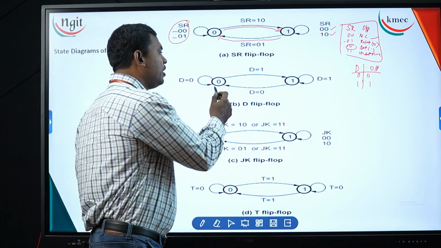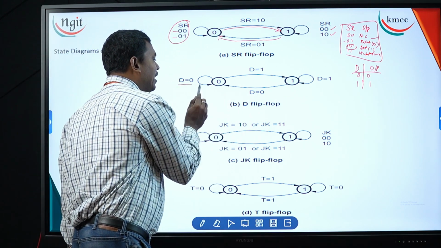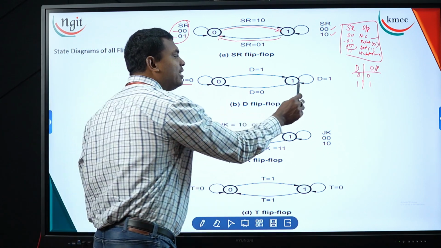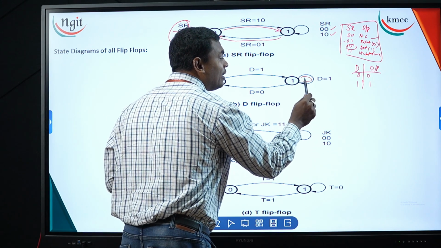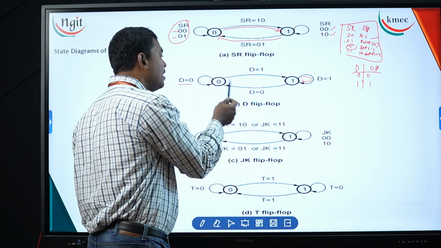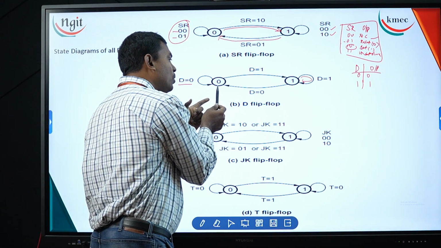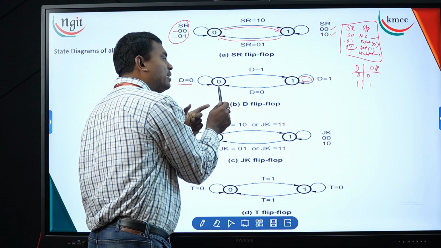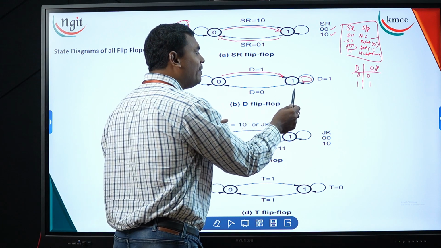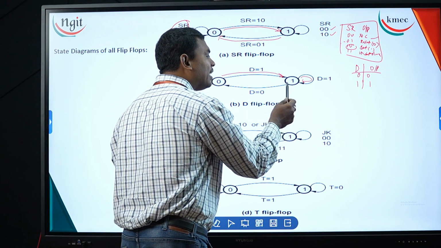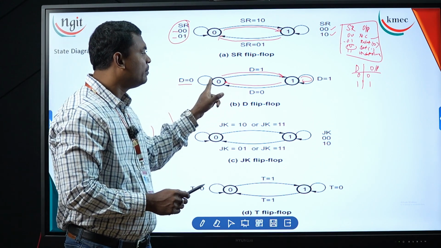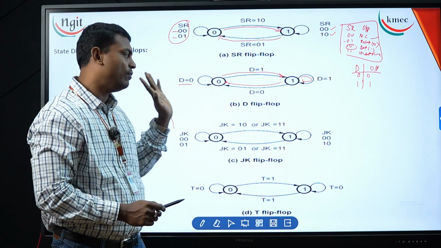Now 0 and 1. For 0, the D value is 0, so it will remain in the 0 state only. When D is equal to 1, it will remain in the 1 state only. But when a transition occurs between 0 and 1, when D is equal to 1 occurs at S0, the 0th state, then the transition will occur from 0 to 1. When the D value is produced as 0, then the transition occurs from 1 to 0. So this is the transition between the 0 state and the 1 state under the D flip-flop.